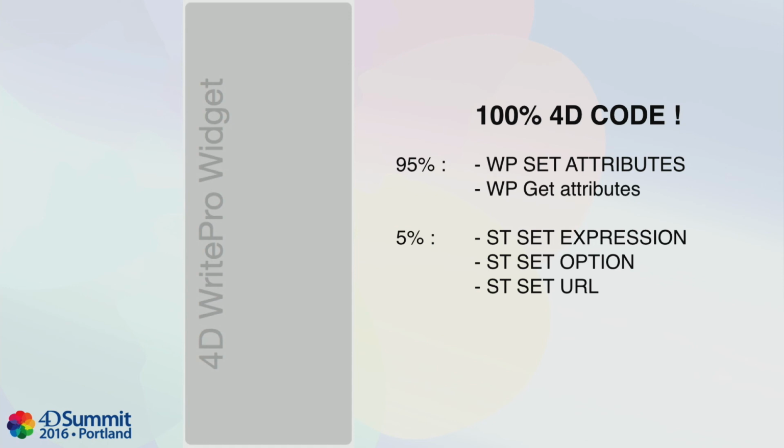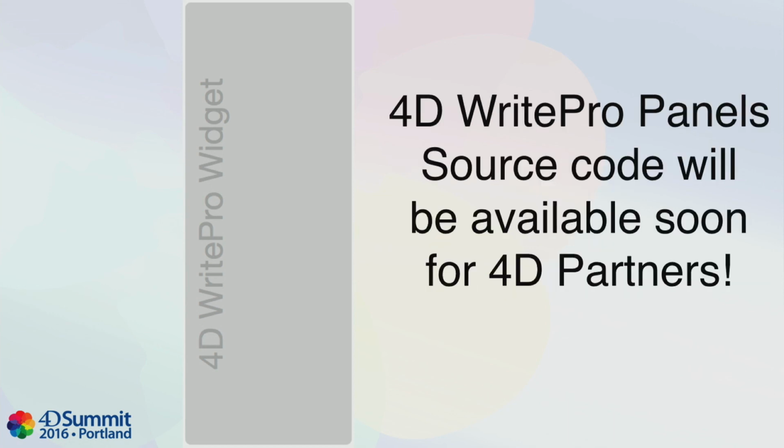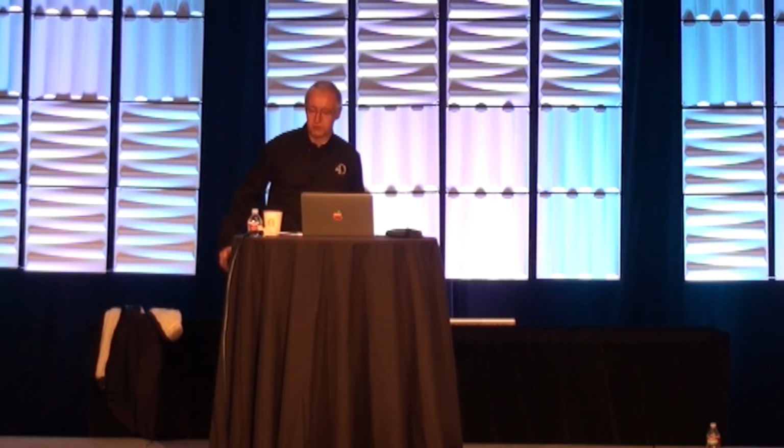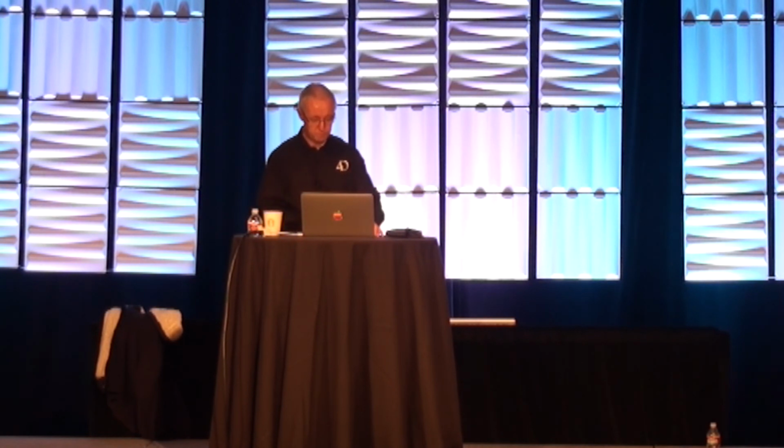And the 5% missing are again the WP SET EXPRESSION, WP SET OPTION, WP SET URL that are used mainly in the last panel to set up the 4D expressions and the URL and whatever. The good news is the 4D Write Pro panel source will be available soon, maybe in R5 or R6 for our partners. So we'll be very happy to share our code with you. So I think it's time for a demo now.